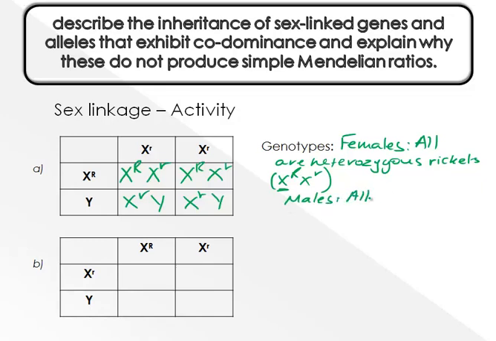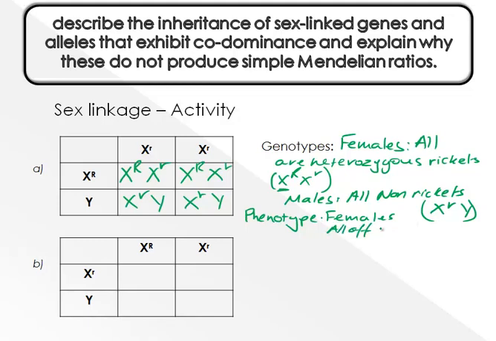Okay, with the males, so they are all non-rickets. So that is X little r, Y. And the phenotype, so females, so all the offspring will be rickets. And males, all offspring non-rickets.